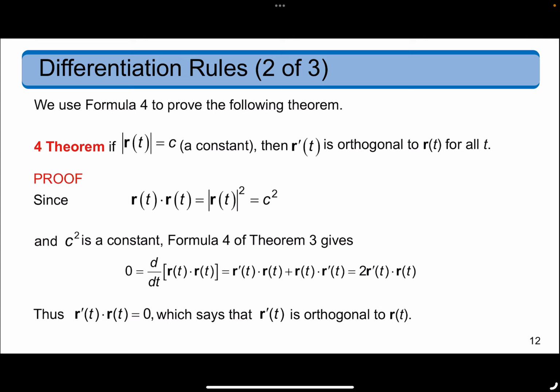So for formula 4 of theorem 3, it gives 0 is equal to the derivative of r of t dotted to r of t. So that would be r prime of t dotted to r of t plus r of t dotted to r prime of t, which is equal to 2 times, since they are the same, r prime of t dotted to r of t. Thus, r prime of t dotted to r of t would be equal to 0, which says that r prime of t is orthogonal to r of t.